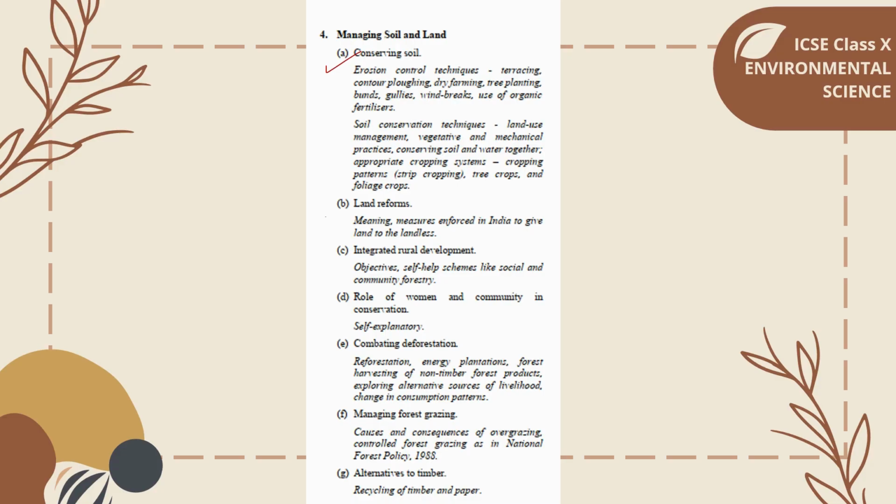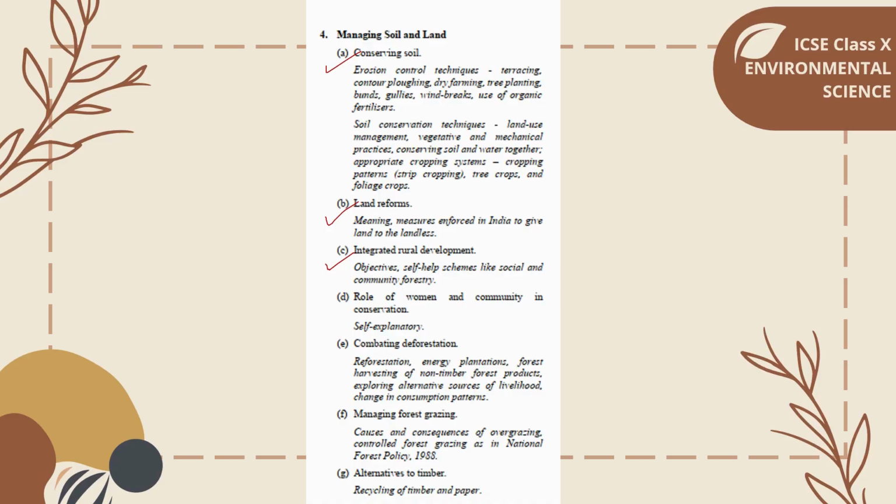Then we will move on to land reforms, where we'll be looking at the meaning and the different measures that have been enforced in India for land reforms. Third, we'll be looking at the integrated rural development. What is the meaning of this? What is the objective of it? What are the different schemes that have been implemented under the integrated rural development project in India?